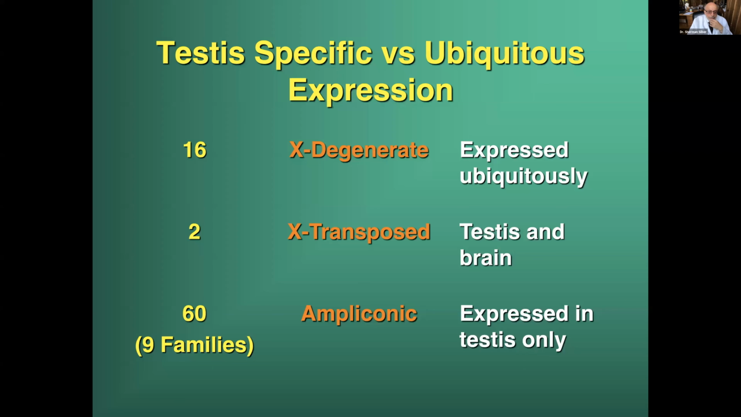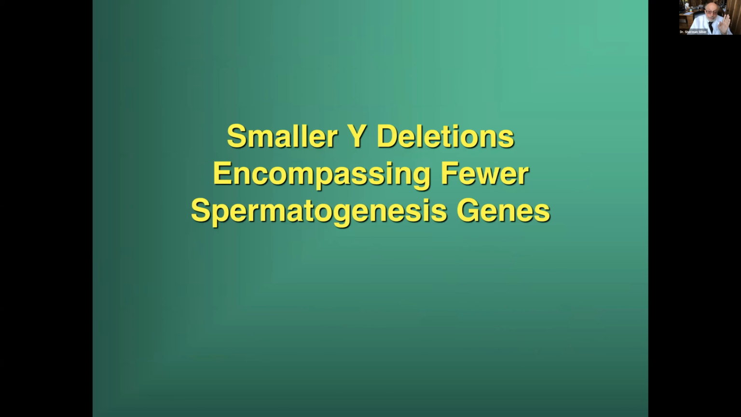there's the ubiquitously expressed X-degenerate region, 16 genes that appear to be degenerated from the X homologs. They're different, and that means that the X homolog is most likely hyperexpressed. So this X-degenerate region, which escapes X inactivation, is probably one of the most important areas to study to try to understand why men and women are different if we remove the hormonal differences.